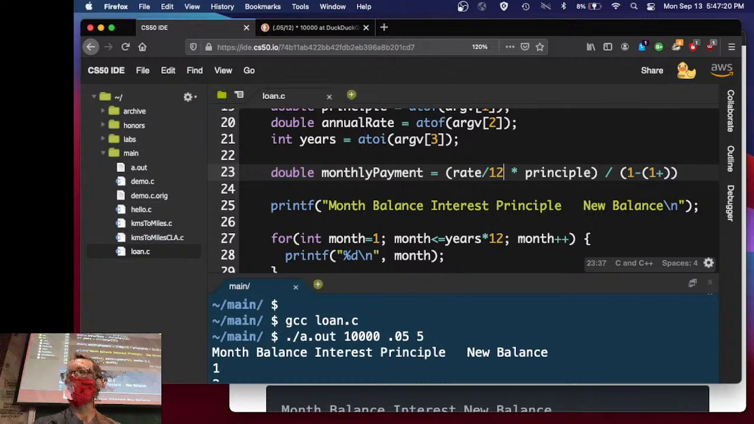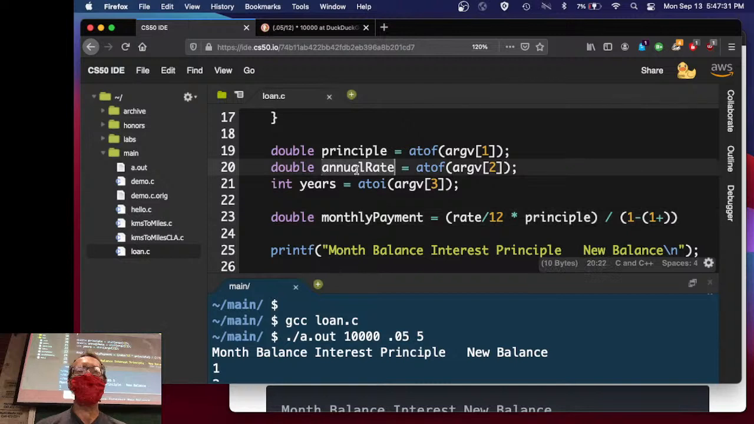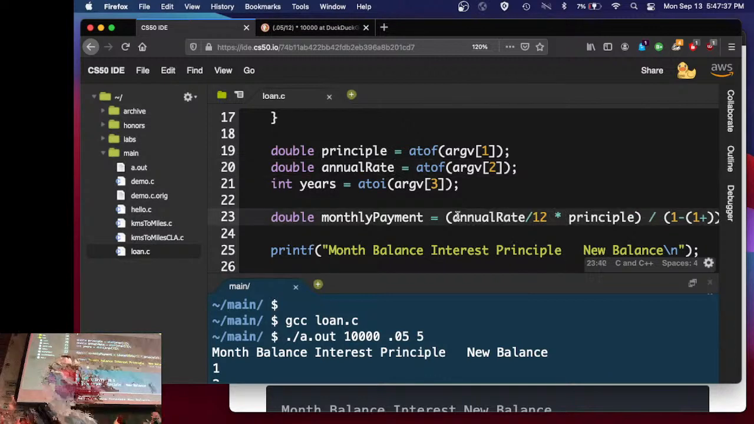No, but I don't have any variable called rate either, do I? What do I have? Annual rate, so let's go ahead and fix that. So annual rate is 0.05 divided by 12. That gives me what I did with my calculator before. I have no problem with that. Somebody posted some more information about the Zune on Piazza if you want to take a look at it. But anyway, we don't have a problem with integer truncation here because you're dividing a double by an integer, which remains a double.